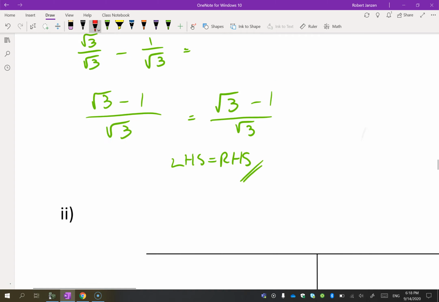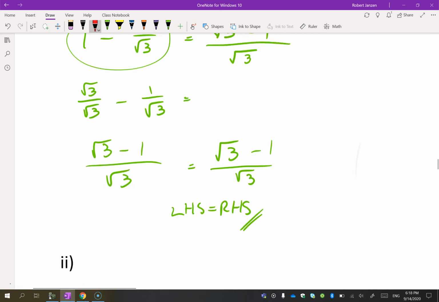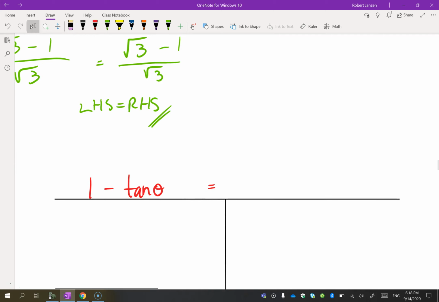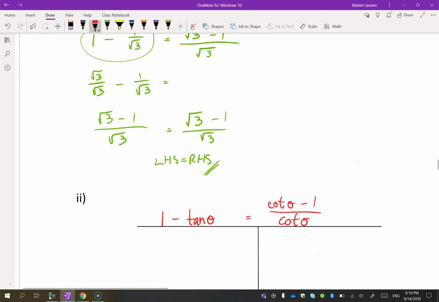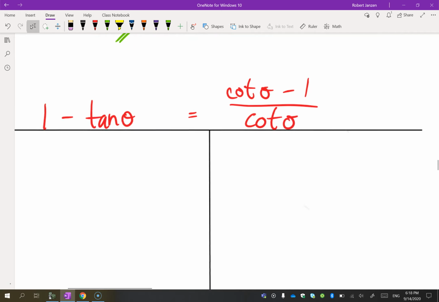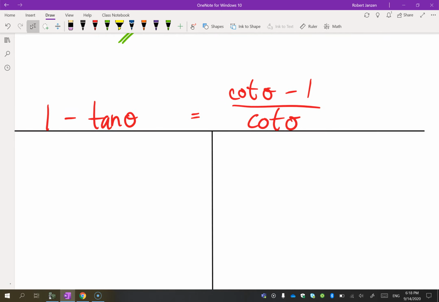Okay, let's try proving it. So 1 minus tan of theta, and on the other side we have cotan theta minus 1 over cotan theta. Okay, how can I show that those two sides are the same? Which side looks more complicated? Well, to me the right side looks more complicated. There's more going on here. So what can we do with that right side?